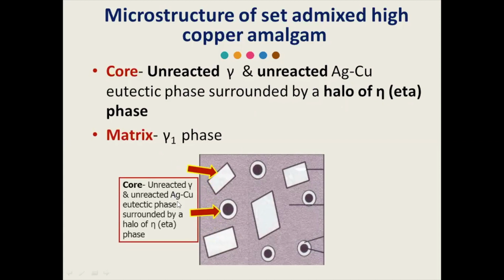Now in this pictorial image you can see the core: these regular crystals are your unreacted gamma phase, and here is the halo of eta phase, the white ring, and the black circle is your eutectic phase, silver copper. And lastly is your matrix, light gray in color. This whole matrix is formed by the gamma 1 phase. So this is about your admixed high copper amalgam.